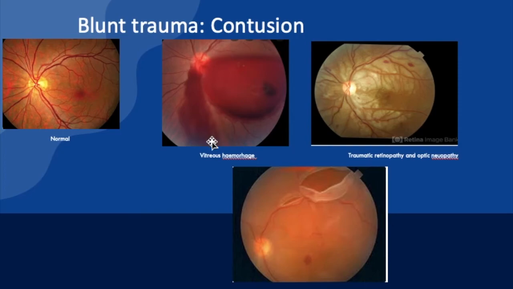For vitreous hemorrhage, what do we do? We usually advise them to observe if it's not so bad. But if it is very bad, it fills up the whole cavity, and there is an association with a retinal tear or detachment, then surgery is mandatory, either on the same day or the next day.